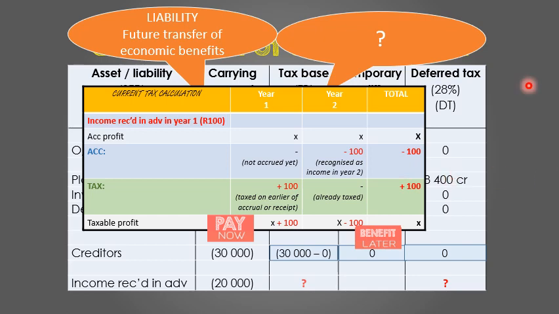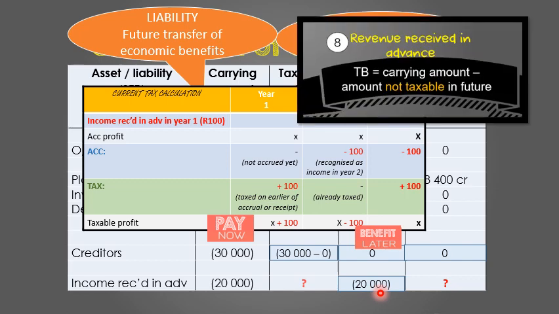Now, if we apply this to our deferred tax calculation, it means that at the end of year 1, for this income received in advance of 20,000, we actually have a deductible temporary difference, because we know that next year we are going to be able to deduct this amount again. So we know that we have a deductible temporary difference of 20,000.